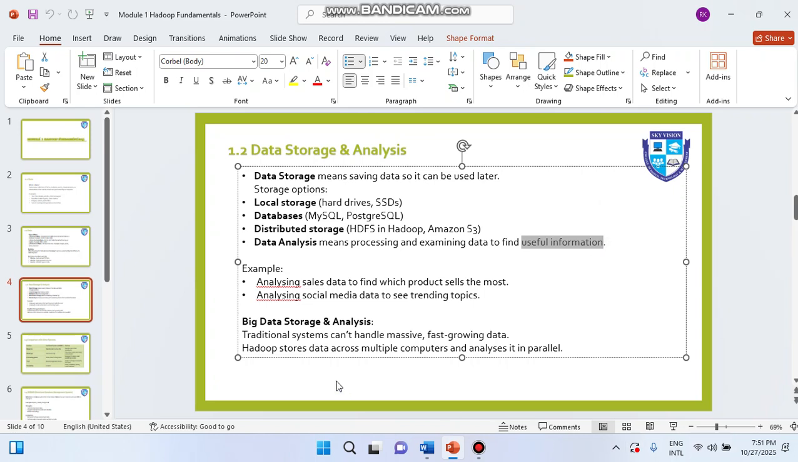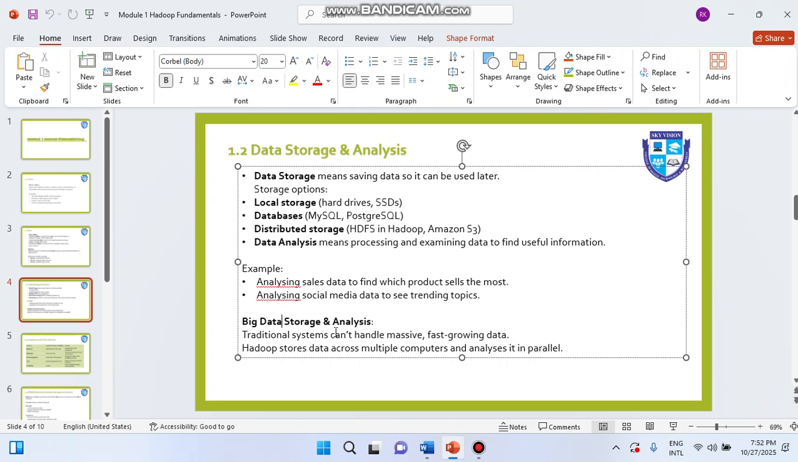Okay, now after that, for example, analyzing sales data, finding which product sells most. Another example is analyzing social media data to see the trending topics, right? YouTube and others show trending topics first. Why? Because they are analyzing the data. We have algorithms present, like bubble sort, merge sort, linked list, greedy algorithm, right? So this kind of stuff is present, isn't it?